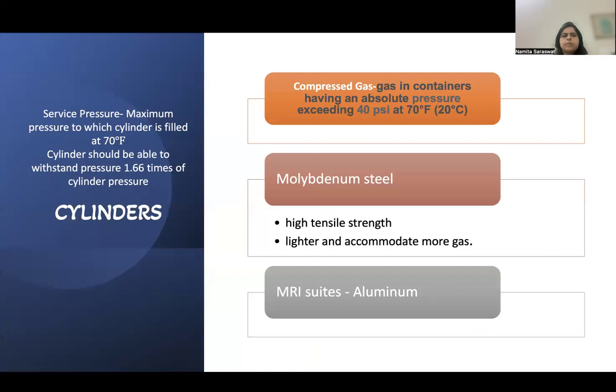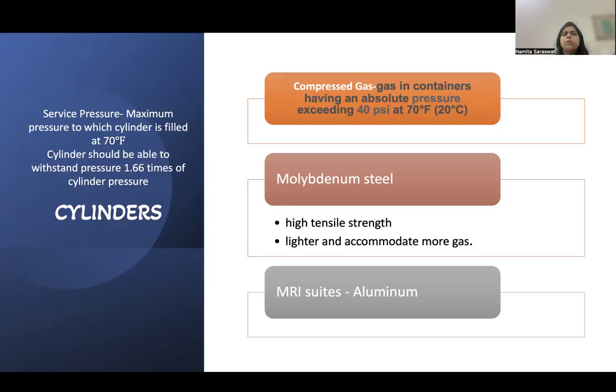Before moving on further, we'll just discuss briefly about cylinders. As I have said, there's a term called compressed gas. You should know the definition of compressed gas. The gas in containers having an absolute pressure which exceeds 40 psi at 70 degrees Fahrenheit is known as compressed gas. The cylinders nowadays are made of molybdenum steel, which has high tensile strength, is lighter in weight and can accommodate more gas. However, in the MRI suites, the cylinders are made of aluminum because they are MRI compatible.